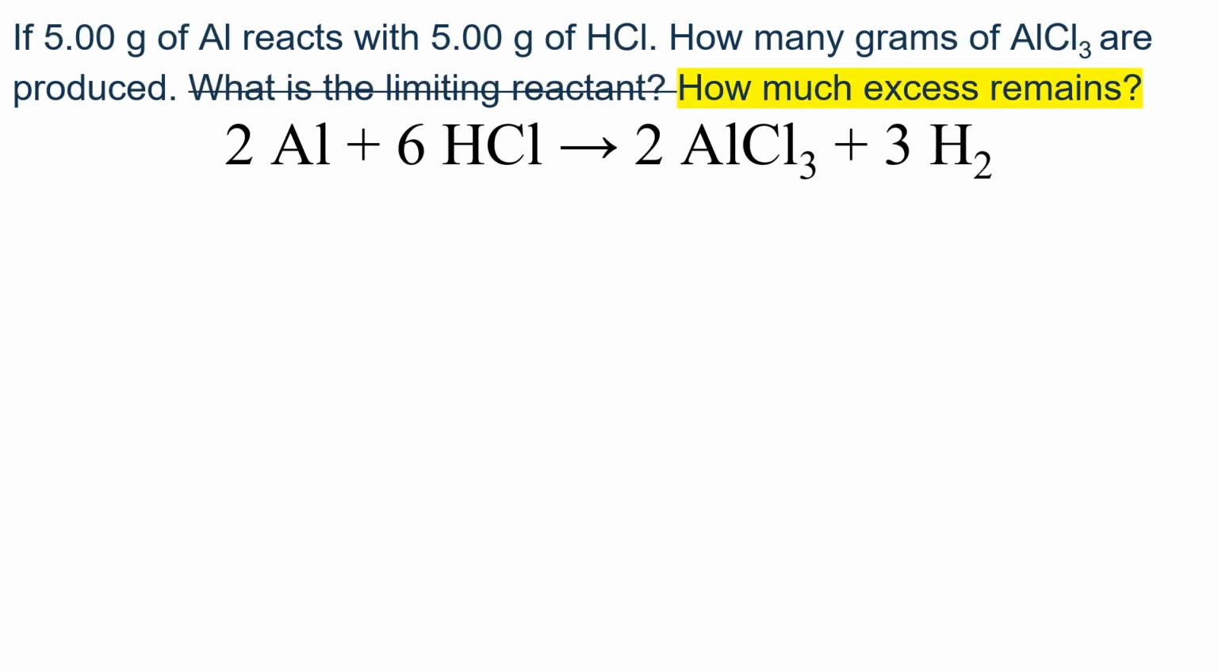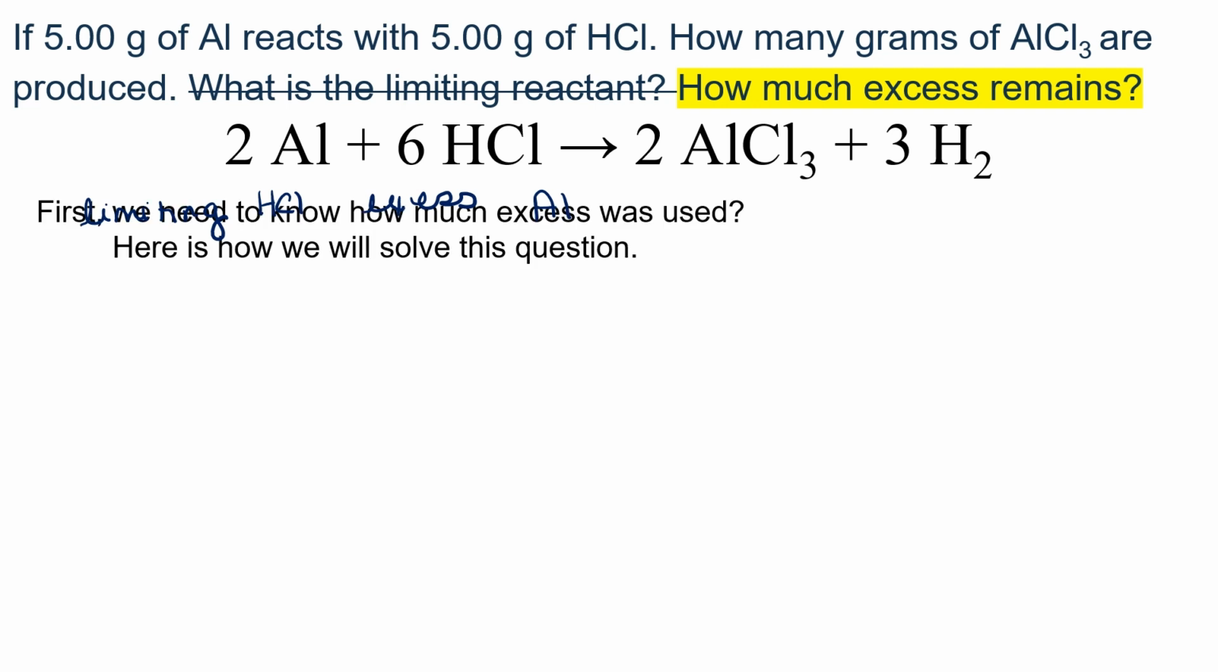Okay, so now let's move on to this next part. This next part says how much excess remains. So we've already figured out what the limiting reactant is. Now we need to know how much excess remains. And to figure out how much excess remains, we have to know what our limiting is. Our limiting reactant is our hydrochloric acid, and our excess reactant is our aluminum. Oh, I already had this written on here, so let me erase that.